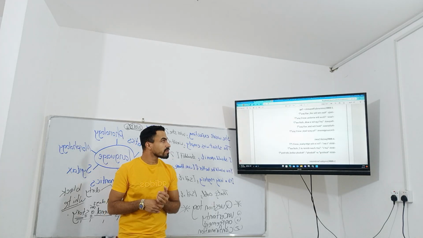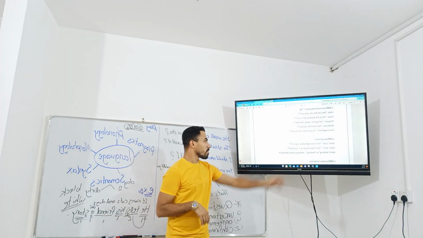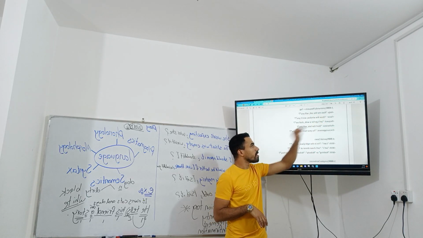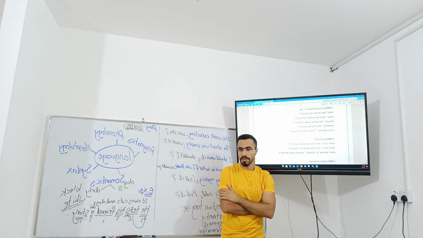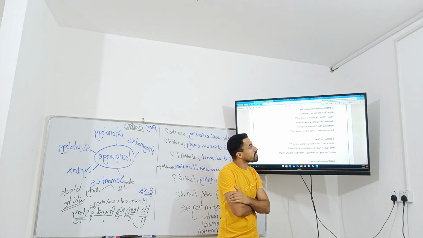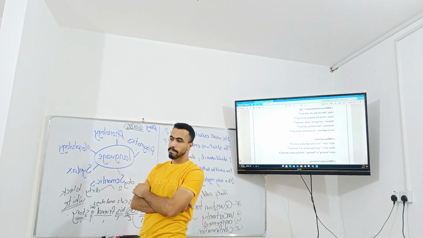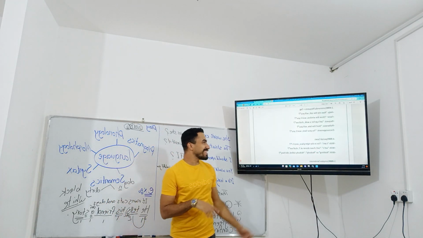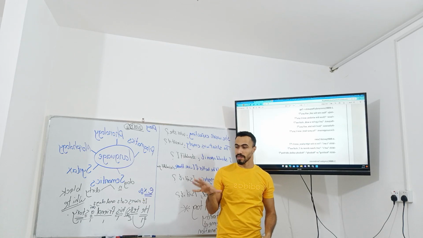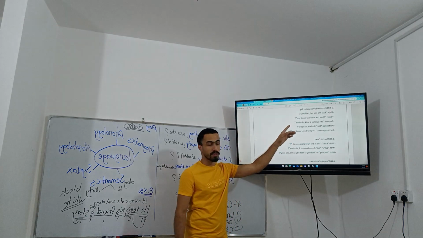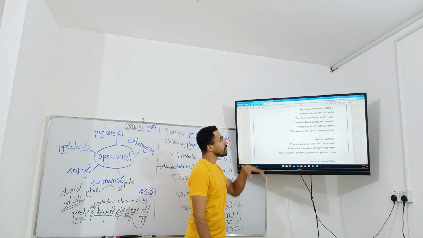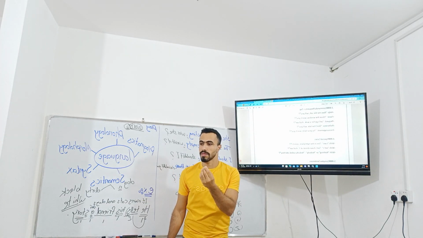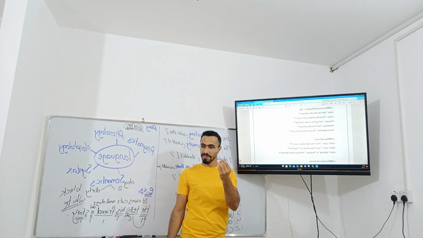Now we see: Pass me the salt, will you? Because we have the verb "pass" at the beginning. Now, what is the subject in this sentence? Pass me the salt. The subject is implied. We say the subject here is implied. Implied means what? Mustatar, as we have in Arabic.